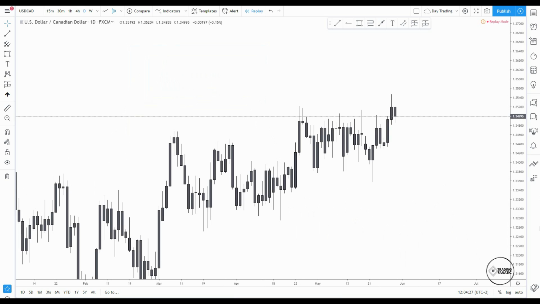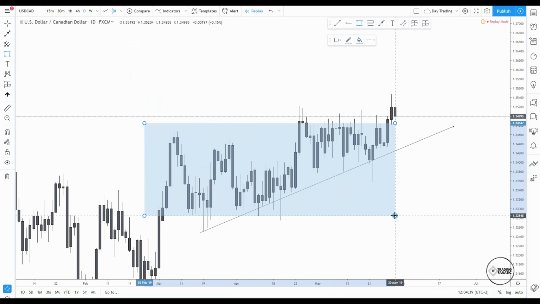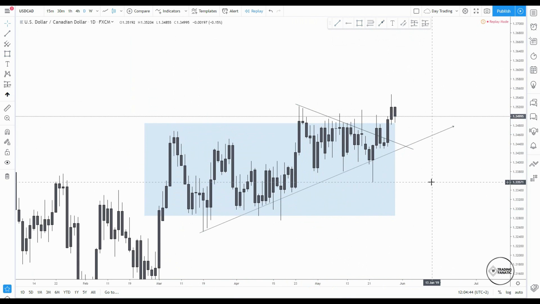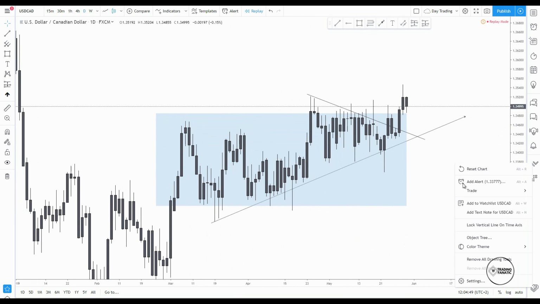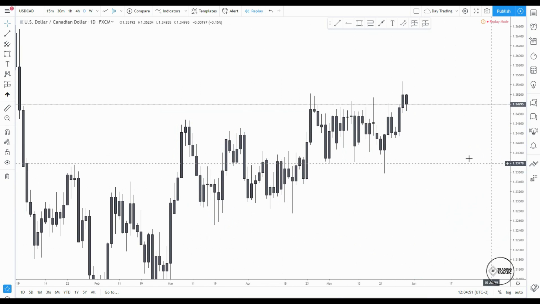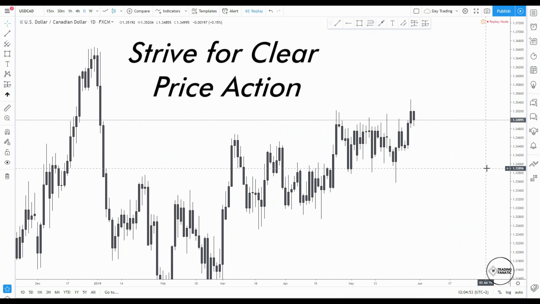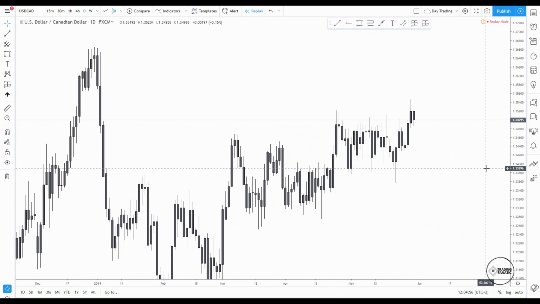Hey, but wait, we're not done yet. Can you identify for me what this market is doing? Okay, you may say it's moving up. You may say it's consolidating. You may say it's going down. If you start identifying three scenarios of the market, then this market is not clear. And you should always strive for clear price action. So if the market is not clear for you, you cannot identify what it is doing, just leave it.